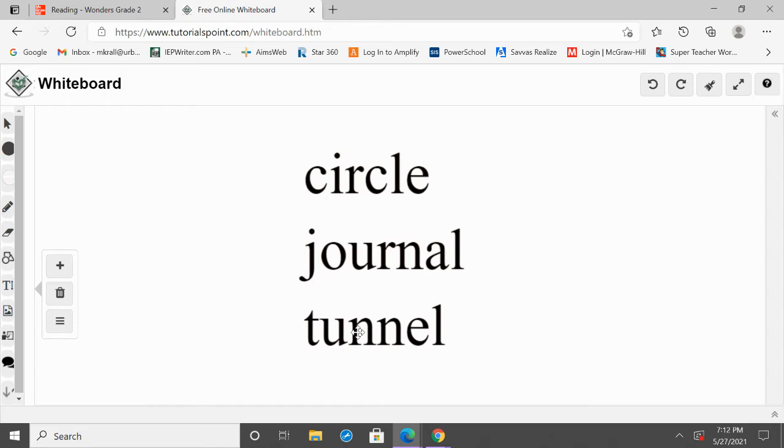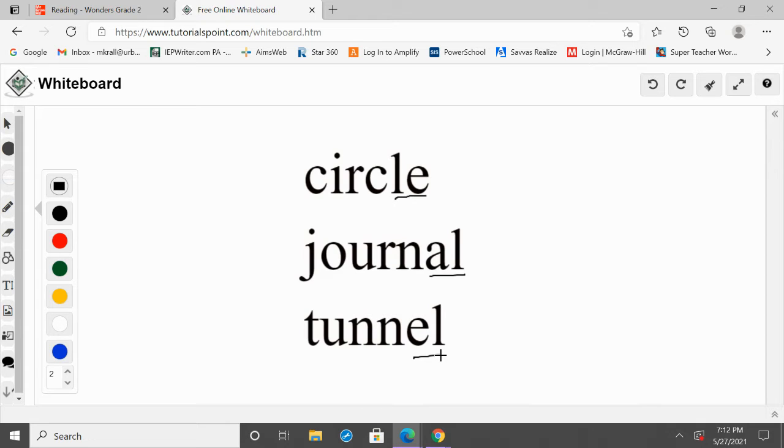So I have 3 words here. I have circle, journal, tunnel. Do you hear they all have that sound at the end? Circle, journal, tunnel. They all have that ending, but you can see that they don't all end in the same thing. Circle ends in LE, journal ends in AL, and tunnel ends in EL. But they all have that same sound, that ul sound: circle, journal, tunnel.